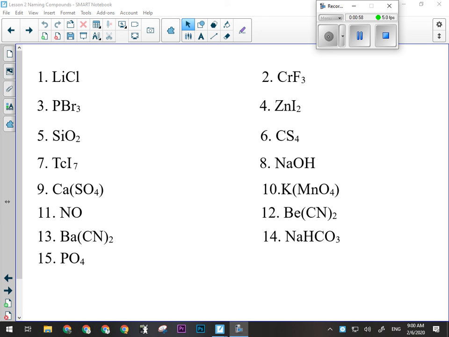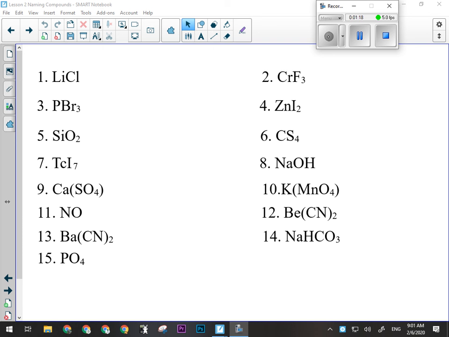How can I tell if something is ionic? What will it have in it for sure? A metal and a non-metal. In fact, it'll for sure just have a metal. Our molecular compounds do not have metals in them. So if you have something that has a metal in it, it's definitely an ionic compound.